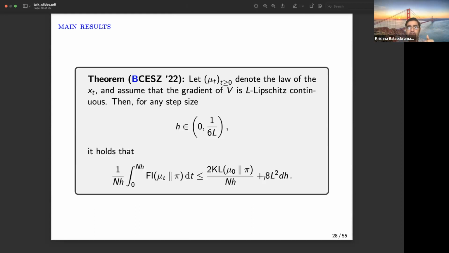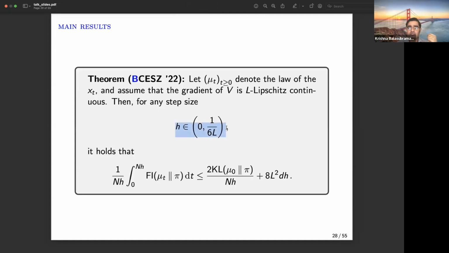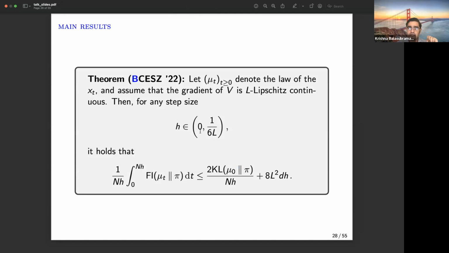And then this is the guarantee that we have for the algorithm, right? If you denote by mu t the law of the t-th step of your Langevin Monte Carlo, the Fisher information between mu t and pi, integrated over this time period, is upper bounded by the initial divergence of the distribution that you supply, divided by nh, plus 8L squared times dh. And what is d here? D is the dimensionality of your problem. And h is the step size that you have to pick for your sampling algorithm. This is the condition that you have on h, and it depends only on knowledge of L. And L is the gradient Lipschitz constant of the potential. So only under the assumption that the gradient of V is Lipschitz continuous, if you pick your h accordingly, you will have this sort of local convergence.